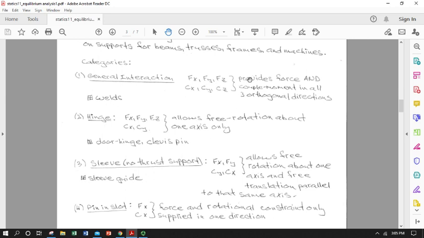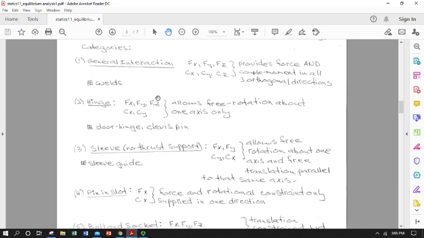So it basically doesn't allow movement. It doesn't allow movement anywhere or any twisting, and so it's totally constrained. And a weld or a very effective adhesive would do that. That's an example of a practical general interaction.